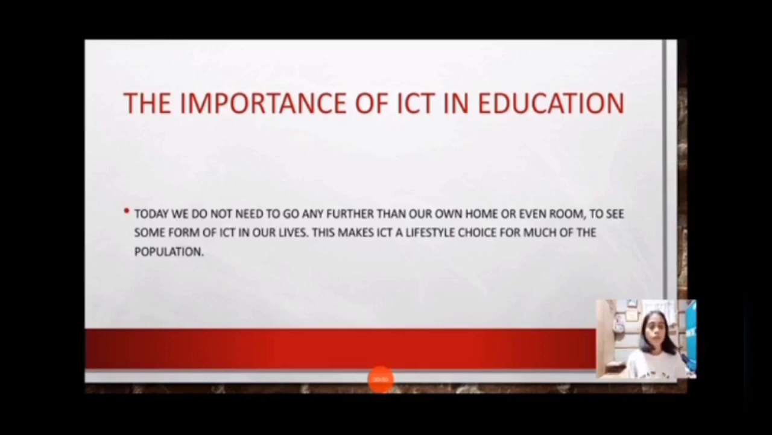So in education, ICT is important because teachers can use different apps or trusted online resources to enhance the traditional ways of teaching and to keep students more engaged. Then making lesson plans, grading software, and online assessments can help teachers save a lot of time.